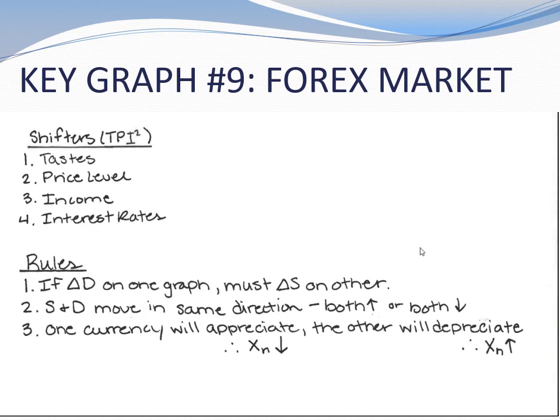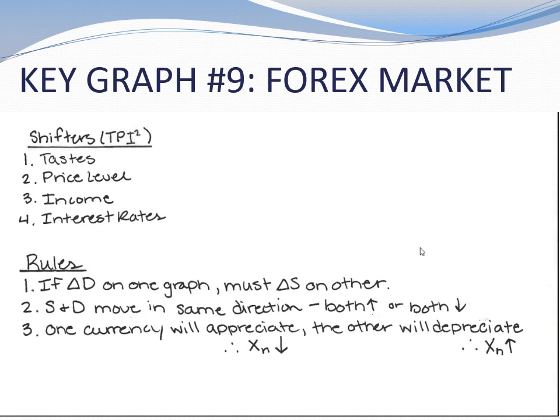The third rule is that when one currency appreciates, the other will depreciate. Hands down, this will always happen. The reason why is that we are always comparing the value of one currency to the other. So if one currency's value rises in comparison to the other currency, then we know that the other currency's value must be falling. So you can pretty quickly check to see if you're right or wrong, because if you got the answer that both currencies are appreciating or depreciating, you know you did something wrong with one of your shifts.